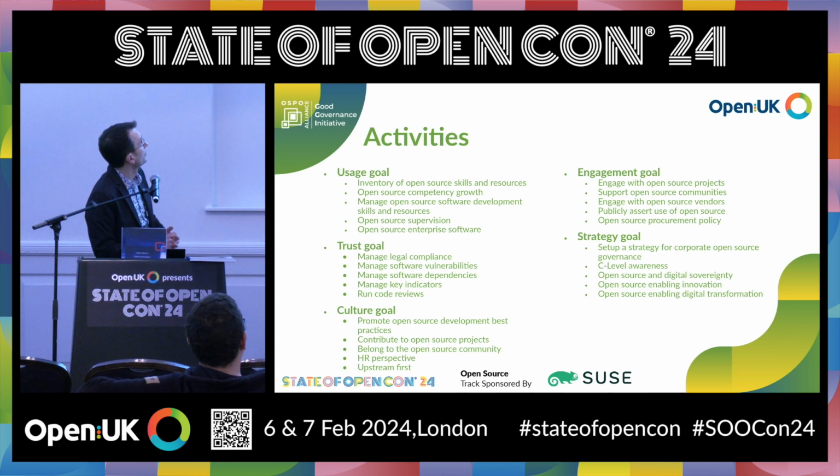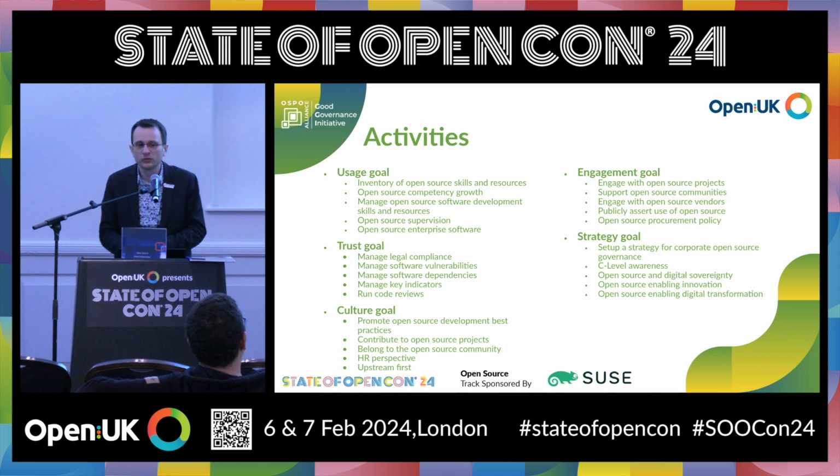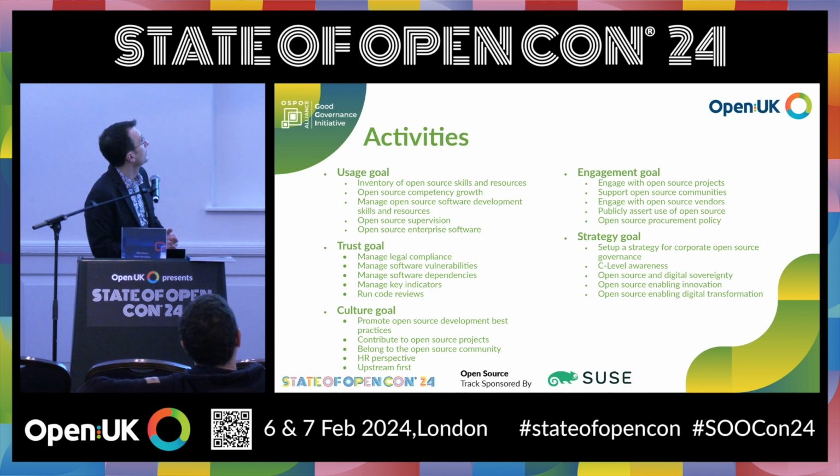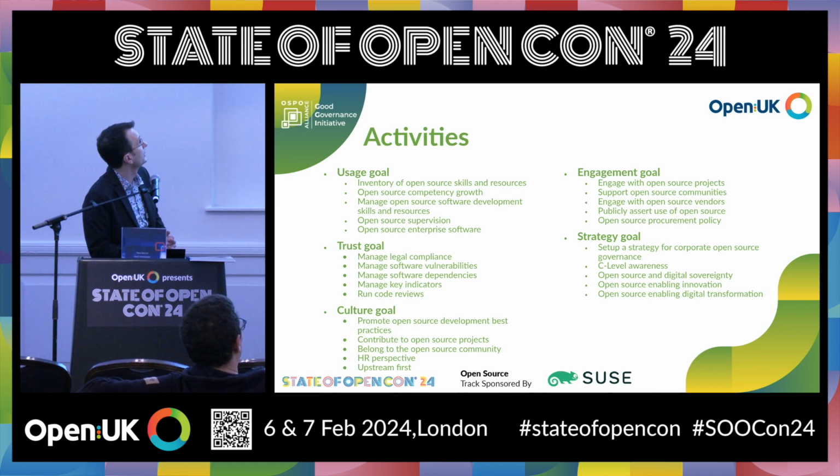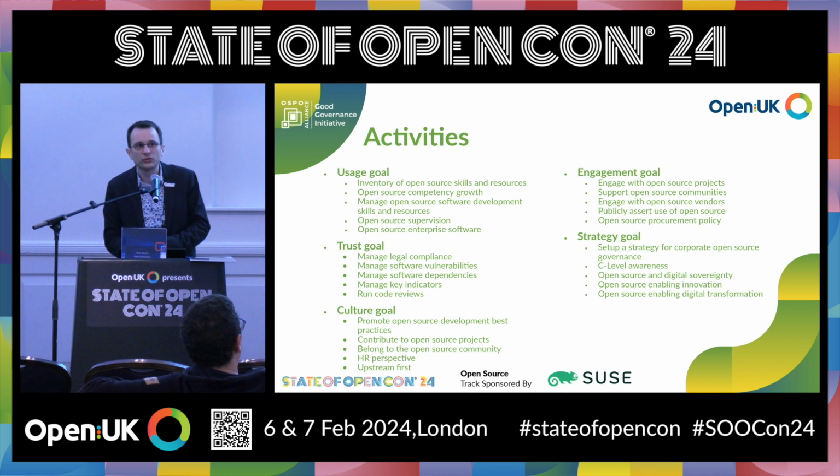Then the trust goal. This is where we get more serious about open source. We want to use open source, we need to do open source, but we need to trust open source and define some basic rules, like to manage the legal compliance, or to deal with vulnerabilities, the dependencies, to implement some indicators, to do some code reviews.